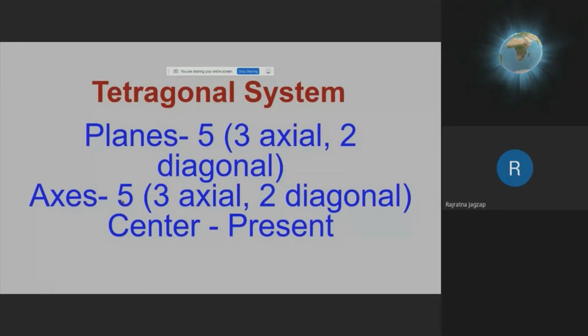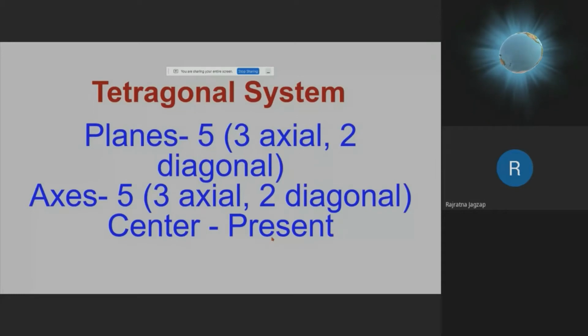Out of 5 axes of symmetry, 3 are at their original position, that is, they are going from center of the face to center of face. They're called 3 axial axes, and 2 are at diagonal positions, that is, they are going from center of edge to center of edge. And these edges are mainly the vertical edges. And center of symmetry is present.